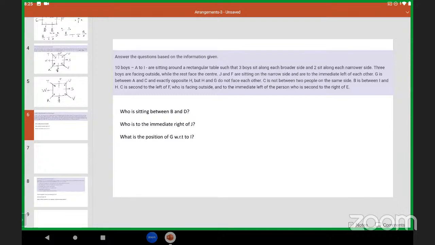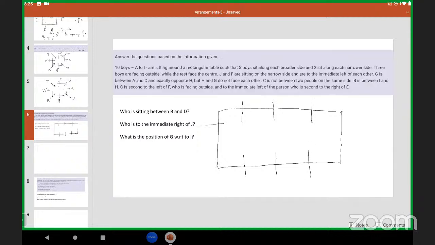Okay, so let's start with this one. This is a rectangle, fine. Three along each broader side and narrower side, which means 1, 2, 3, 1, 2, 3, and you will have 1 and 2, 1 and 2 over here, right? What is given over here is that three boys are facing outside while the rest face the center, which means three face outside and seven will face inside, towards the center.